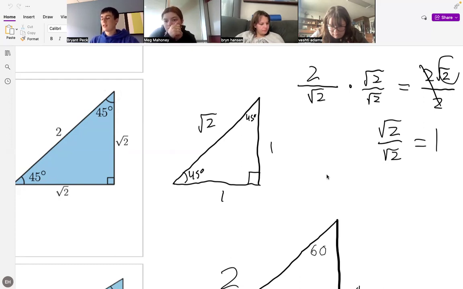If we're given sine of theta equals 1/2, and we want to find theta, which is our angle, how are we going to start this? So remember, sine is opposite over hypotenuse. So what we're trying to figure out is which angle is opposite of our length 1. Can anyone tell me what that is?